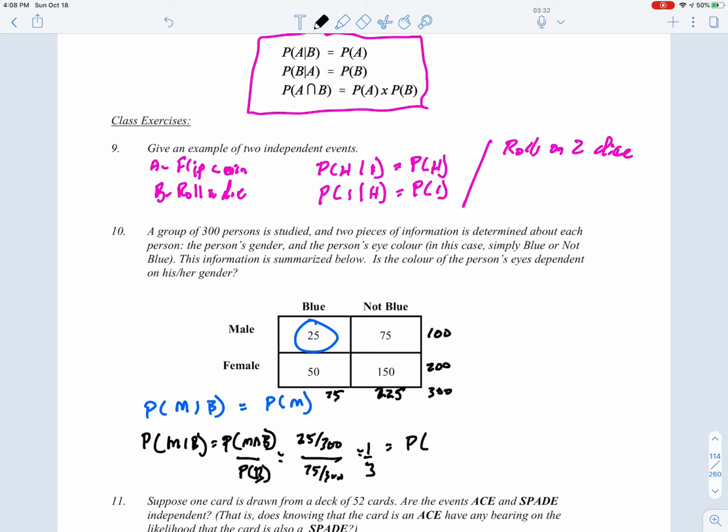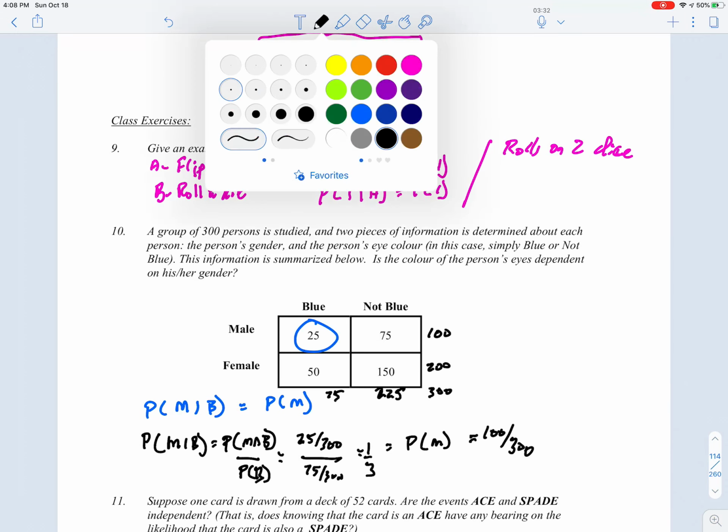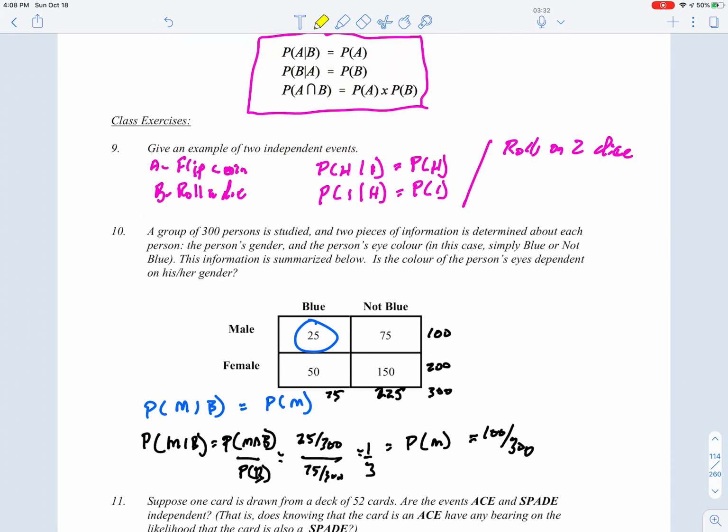And that happens to be the probability that the person is a male. Probability of being a male is just 100 over 300. In other words, what we're saying here is that this ratio here of the 25 over 75 is the same as this ratio of 100 over 300.